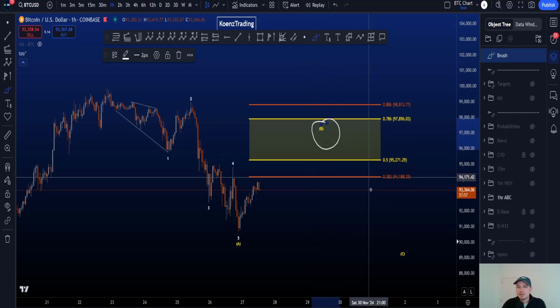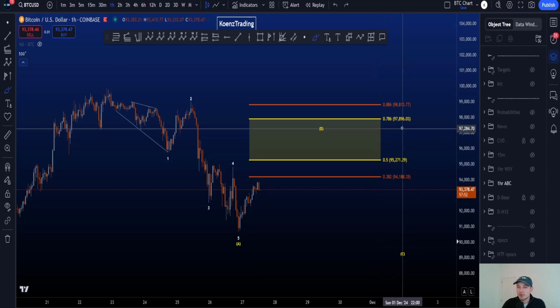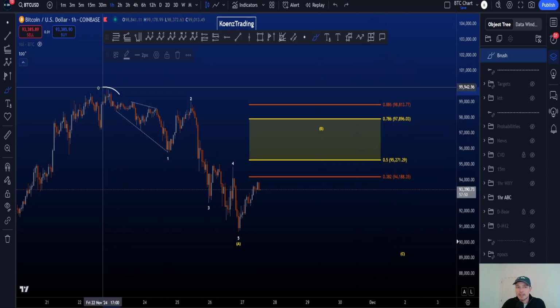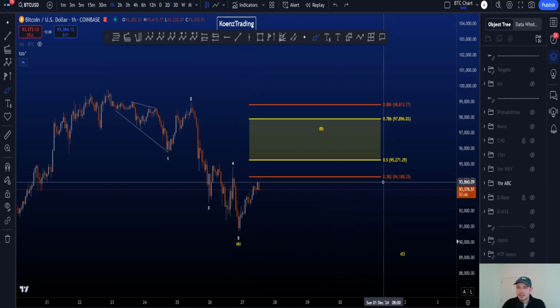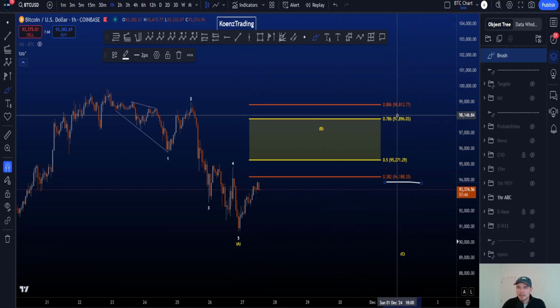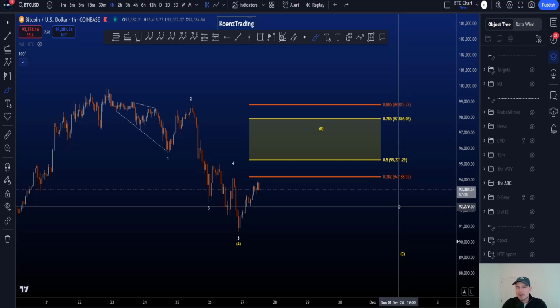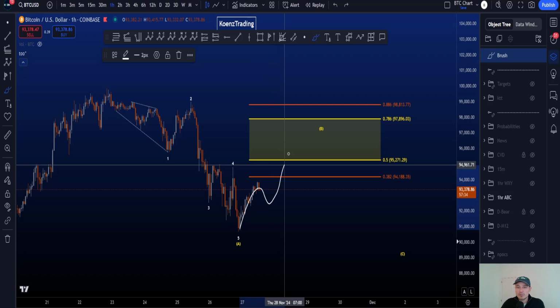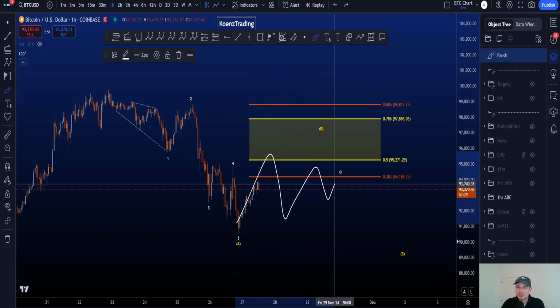Now the common target for your wave B is between the 0.786 and the 0.5, 95.2k to 97.9k, taken from the high to the low of your wave A, but a minimum target is 94.1k and a maximum would be 98.8k. These are a little bit less common. Now your wave B can be any shape, can be any corrective structure, it can be multiple zigzag structures, it can be a flat structure, it can even be a triangle.